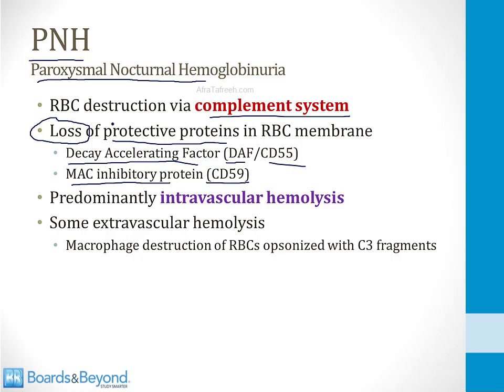When red cells lose these protective proteins, the complement system will lyse red blood cells, and this predominantly occurs inside of blood vessels. Therefore, it results in intravascular hemolysis. There is sometimes a little bit of extravascular hemolysis. That's because when red cells are coated with C3 fragments by the complement system, the macrophages can recognize these and destroy the red cells inside the spleen.